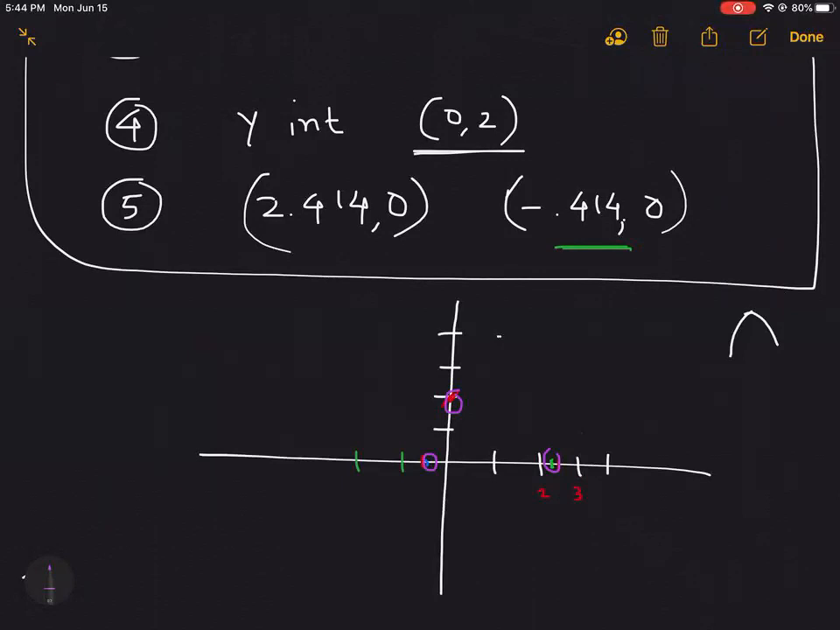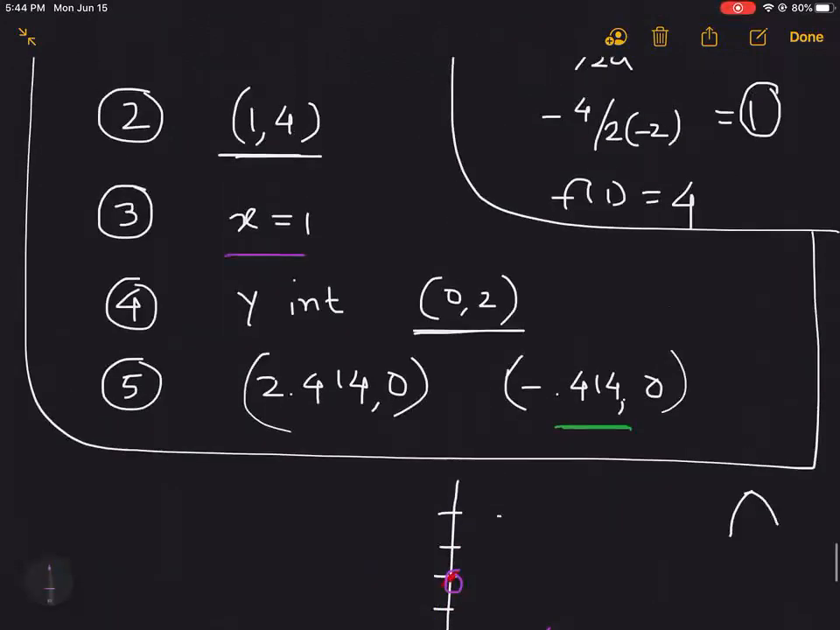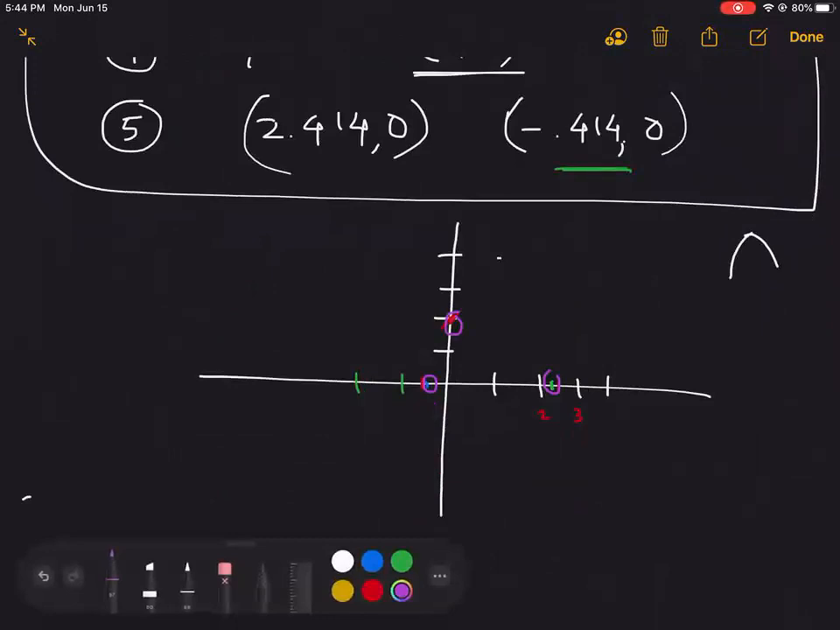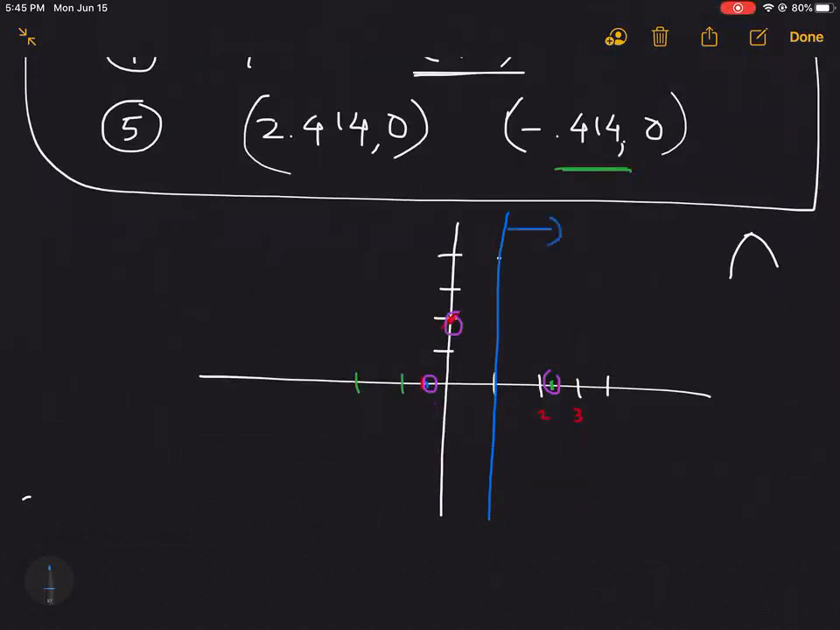Okay, and of course we also know we have a point of symmetry at x equals 1. So that means we can actually draw a vertical line which goes to the vertex at x equals 1. We know it's parallel to the y-axis, so that's our axis of symmetry. Axis of symmetry.